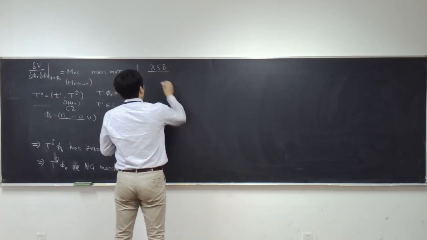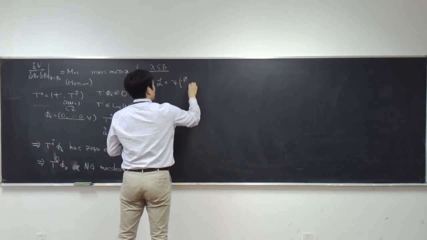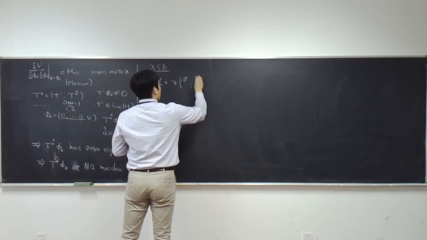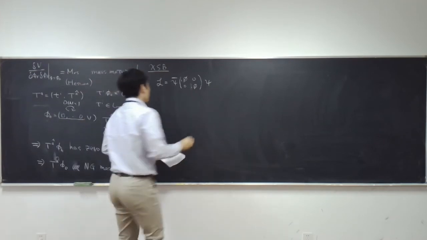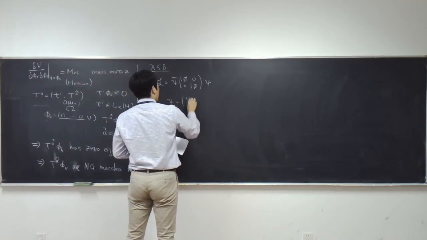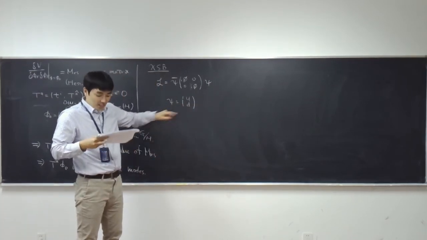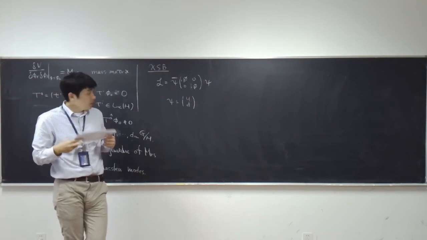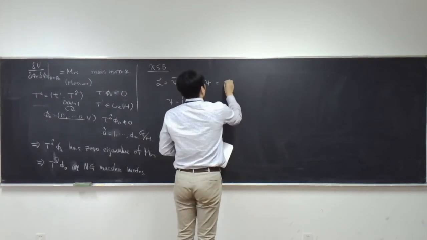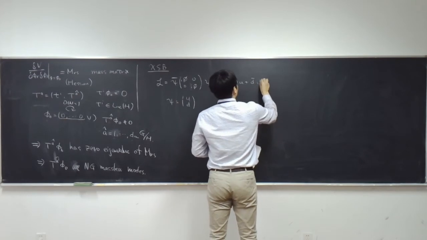So let's consider a Lagrangian of the following form, phi bar i d-slash phi, where phi is indeed (u, d). U is the up quark and d is the down quark. This can be written as u bar i d-slash u plus d bar i d-slash d.